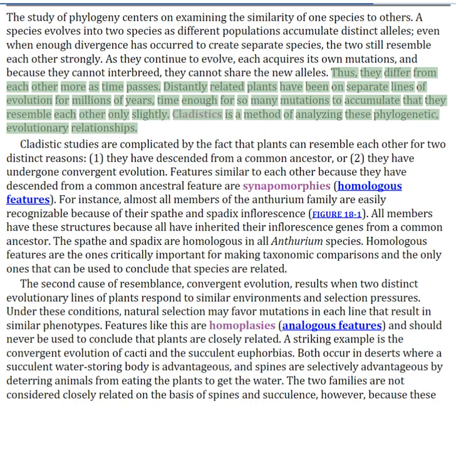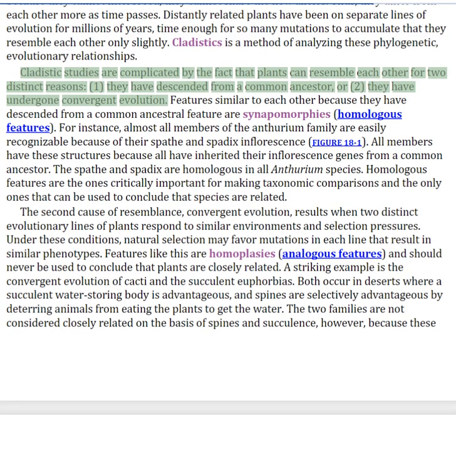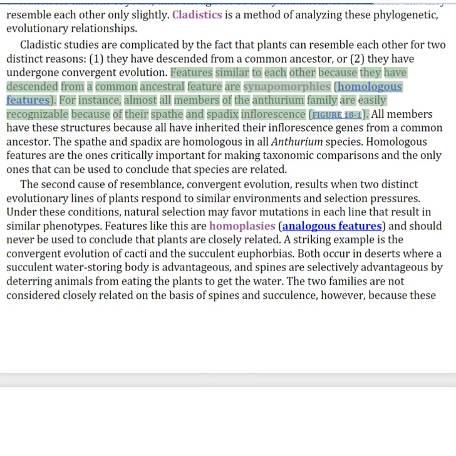Cladistics is a method of analyzing these phylogenetic, evolutionary relationships. Cladistic studies are complicated by the fact that plants can resemble each other for two distinct reasons: they have descended from a common ancestor, or they have undergone convergent evolution. Features similar to each other because they have descended from a common ancestral feature are synapomorphies.